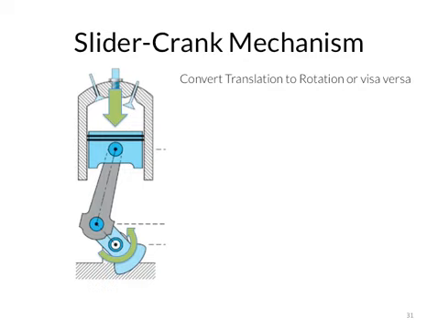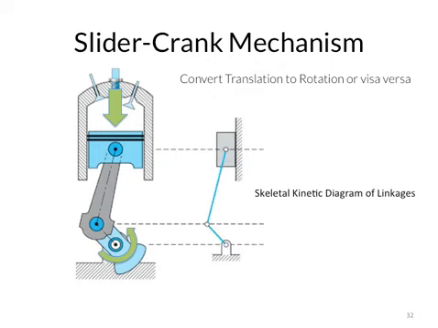Other mechanisms, such as a slider crank mechanism, convert translation motion to rotation or vice versa. With the combustion chamber, the piston is driven, causing the crank to rotate. For analysis, the important dimensions between joints are drawn in a skeletal kinematic diagram. The CAD details are not required. The piston is represented in the model as a slider that moves up and down in the vertical direction.